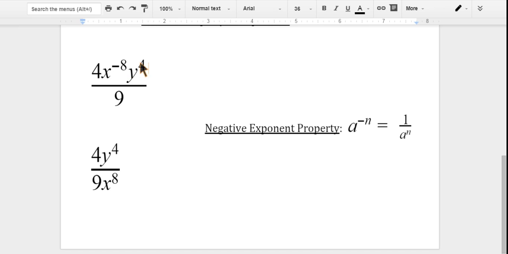They do not have negative exponents, so 4 and y to the 4th remain in our numerator. 9 and x to the 8th are going to be in our denominator. This is simplified completely because we have no negative or 0 exponents. We only have one exponent with the base of y, one exponent with the base of x, and the fraction 4/9 cannot be simplified. So this right here is our final solution.